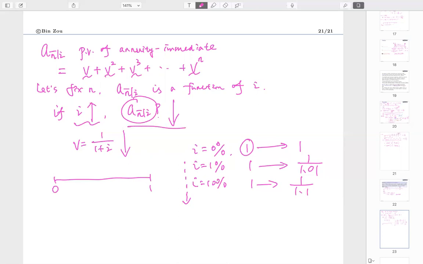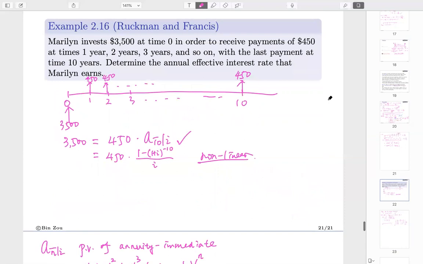So we know the present value of annuity, it doesn't matter whether it's annuity immediate or annuity due or any perpetuity or anything. As long as you discount, when interest rate goes up, the value goes down. So in this case, we know this part is a decreasing function of i, right? So we know this equals 3,500 divided by 450. Of course, you know, you can simplify this a little.